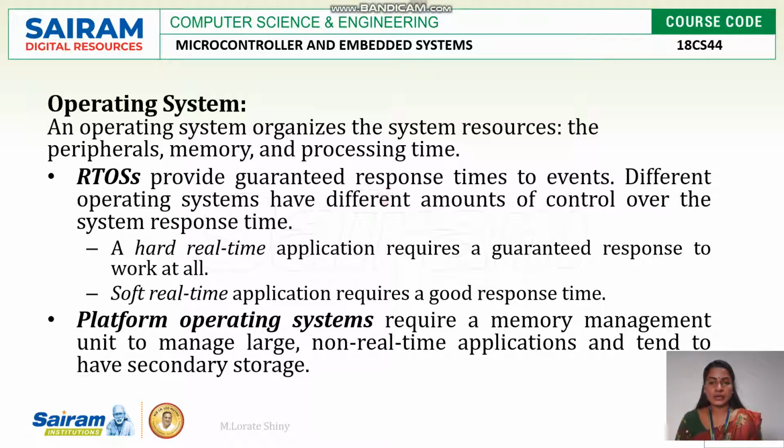And examples for RTOS are RTX or RT64X. These are the examples for real-time operating system. Second type is platform operating system. Platform operating system requires a memory management unit to manage large and non-real-time applications. Okay, so these are used in non-real-time applications, in which missing a deadline is not at all a matter. Example is Linux operating system, we can say.